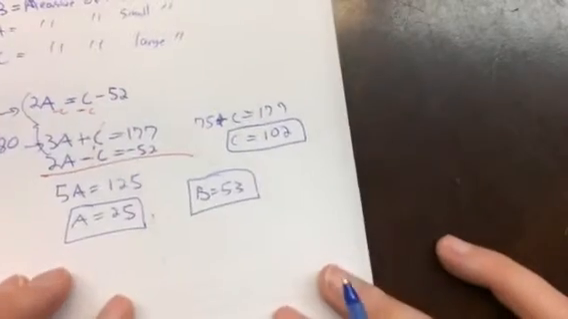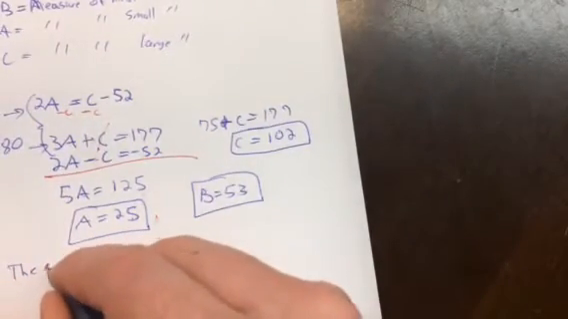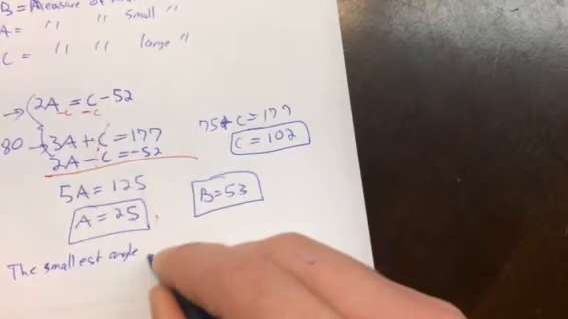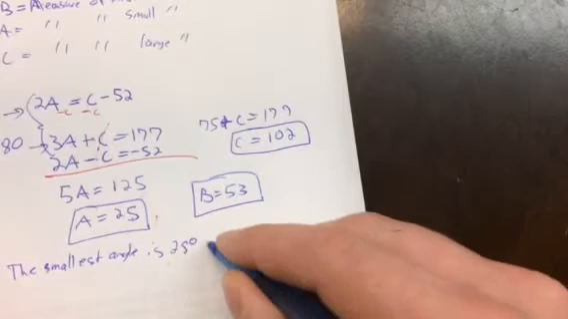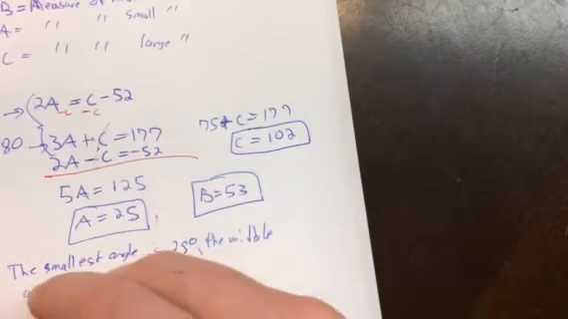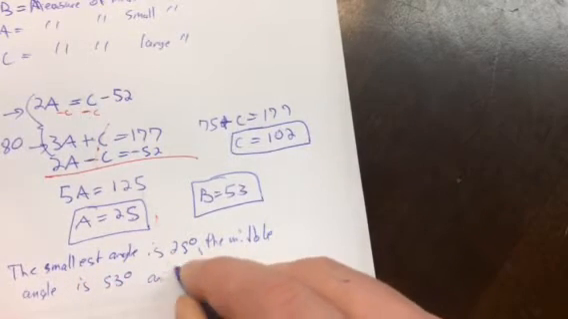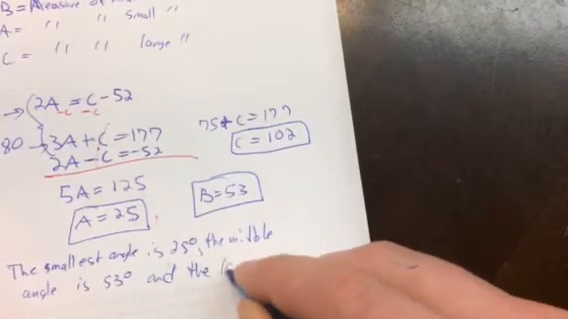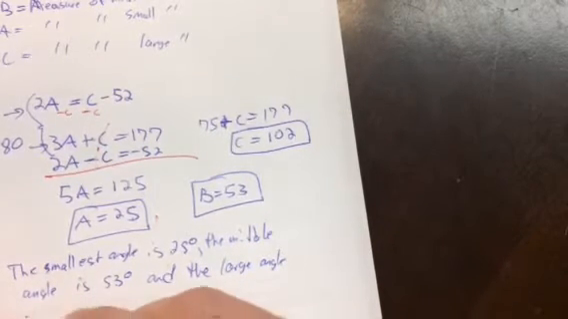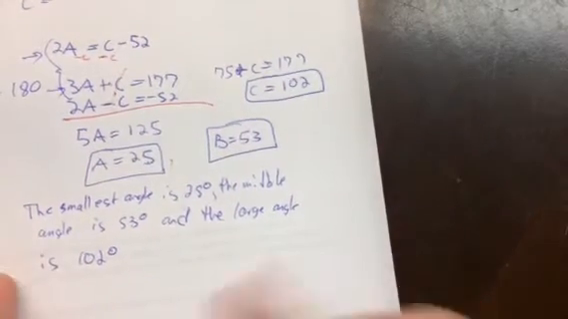Now, I want to interpret this always at the end and say the smallest angle is 25 degrees. The middle angle is 53 degrees, and the large angle is 102 degrees.